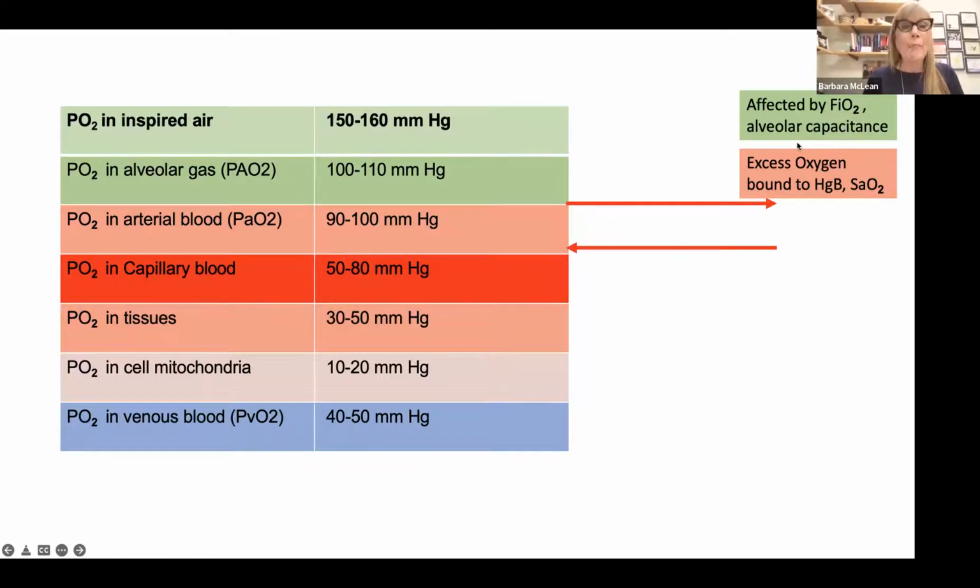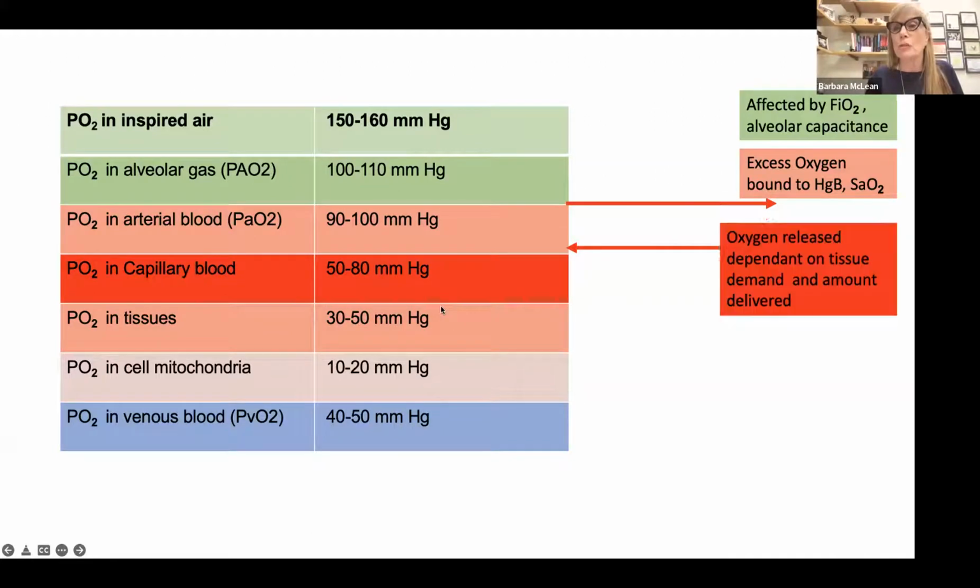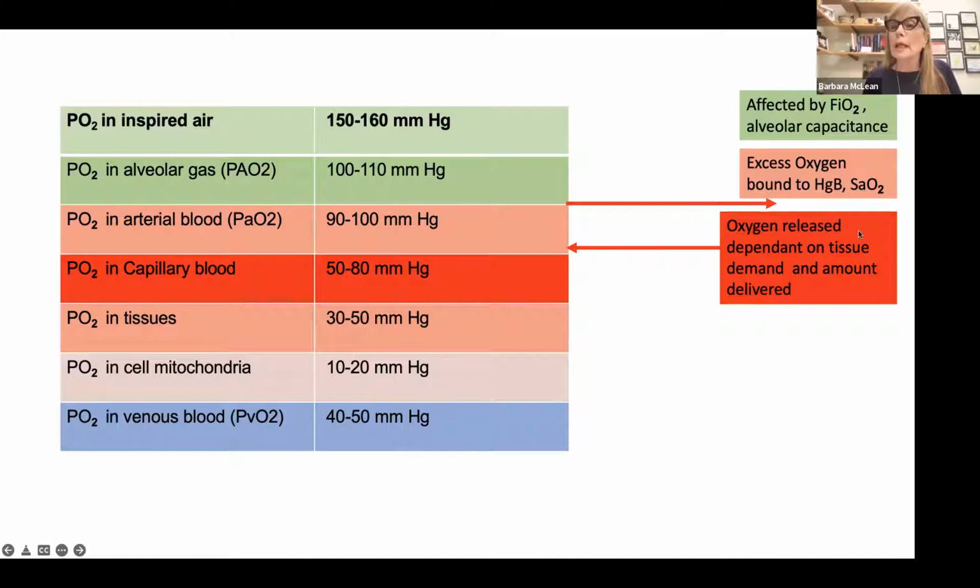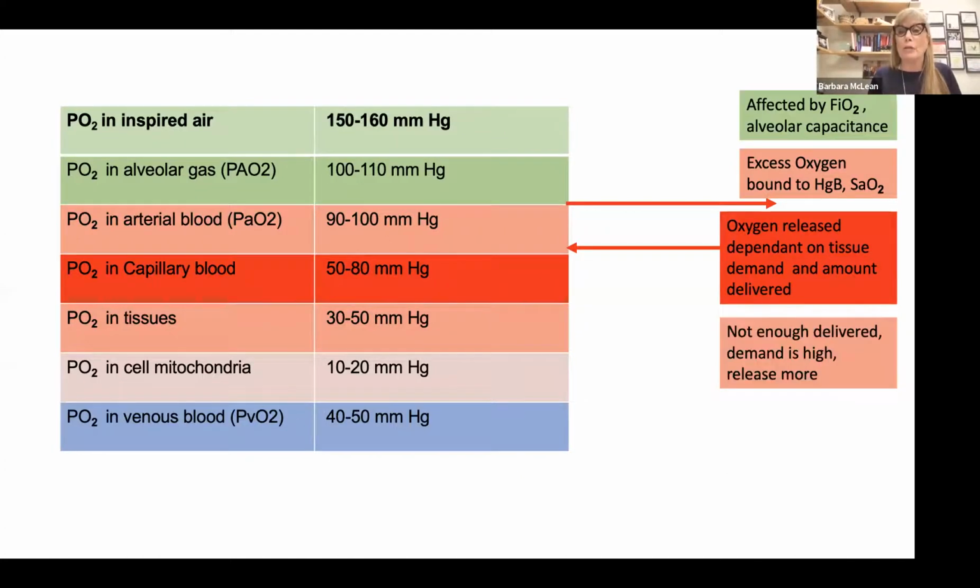Now, what's going to happen is that when we look at the capillaries, the amount of oxygen in the capillary, 50 to 80, is always about maintaining a constant oxygen level in the tissues. So oxygen is released from your hemoglobin depending on the amount of oxygen that is needed to be dissolved to maintain tissue function. And it's released from the hemoglobin dependent on what the tissue demand is and how much oxygen you actually delivered. So very, very important for us to appreciate.